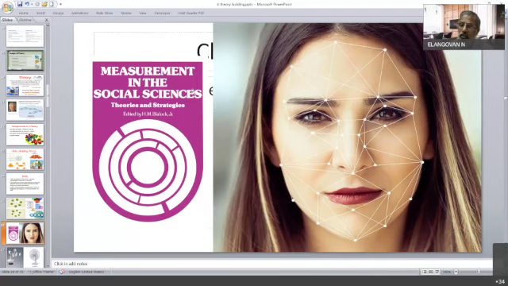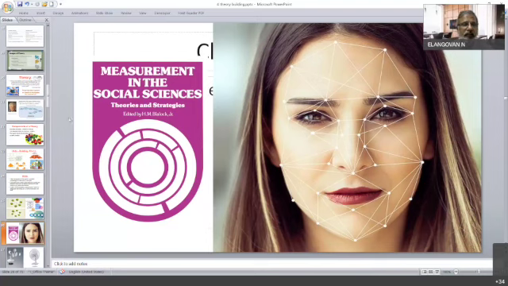So attitude can be measured, personality can be measured. That is only after 1945. Before that, only scientific measures using instruments, the physical measurements, were considered as measures.